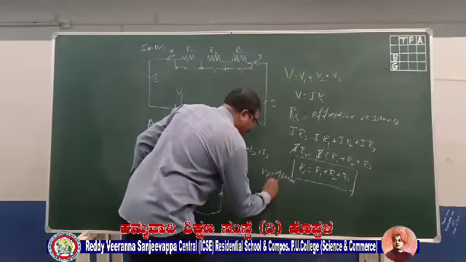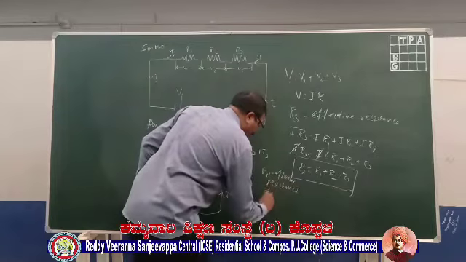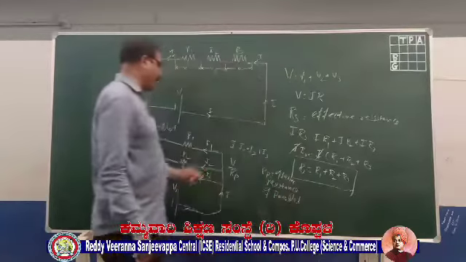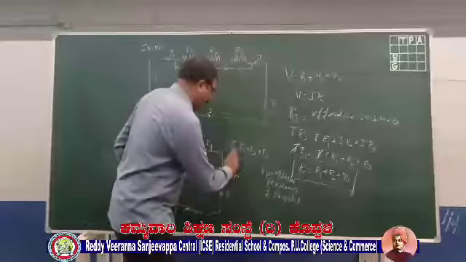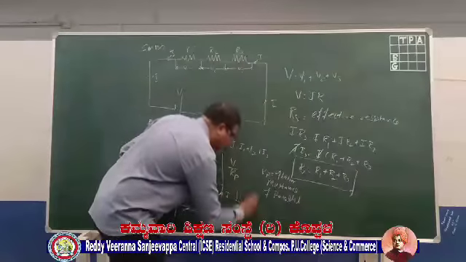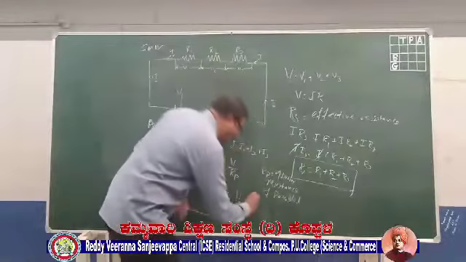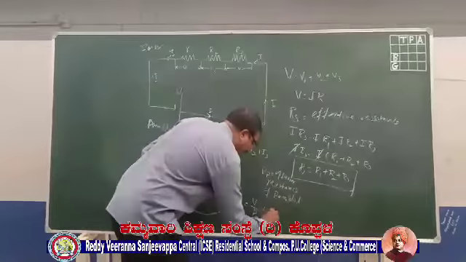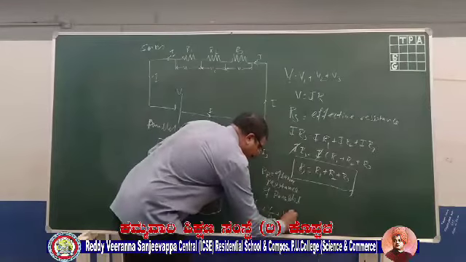So V is equal to Rp. Substituting I as V by Rp, that is equal to, now this I I will be dividing, putting it as V by R1 plus V by R2 plus V by R3.